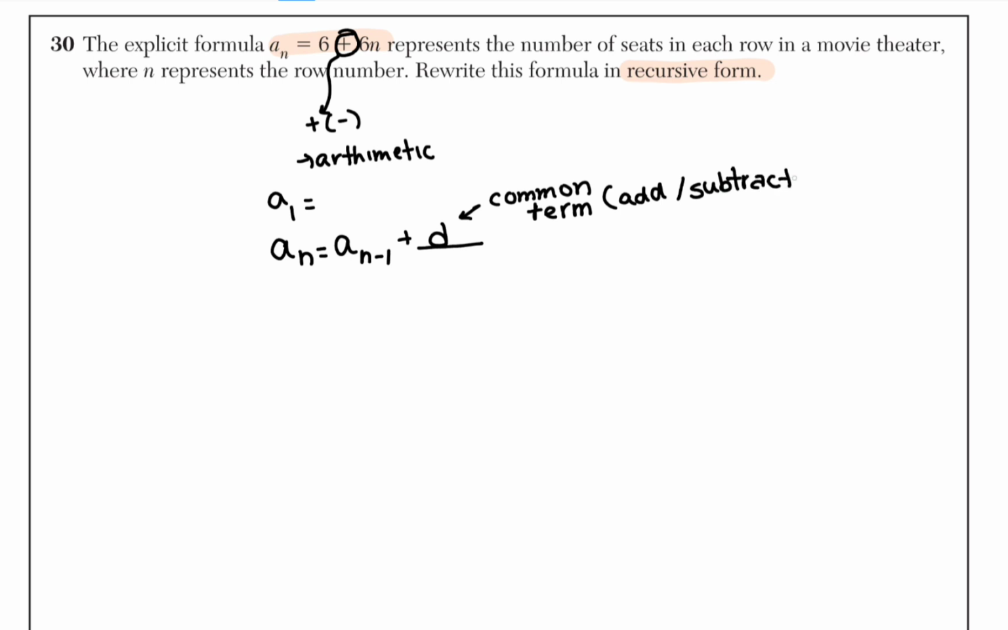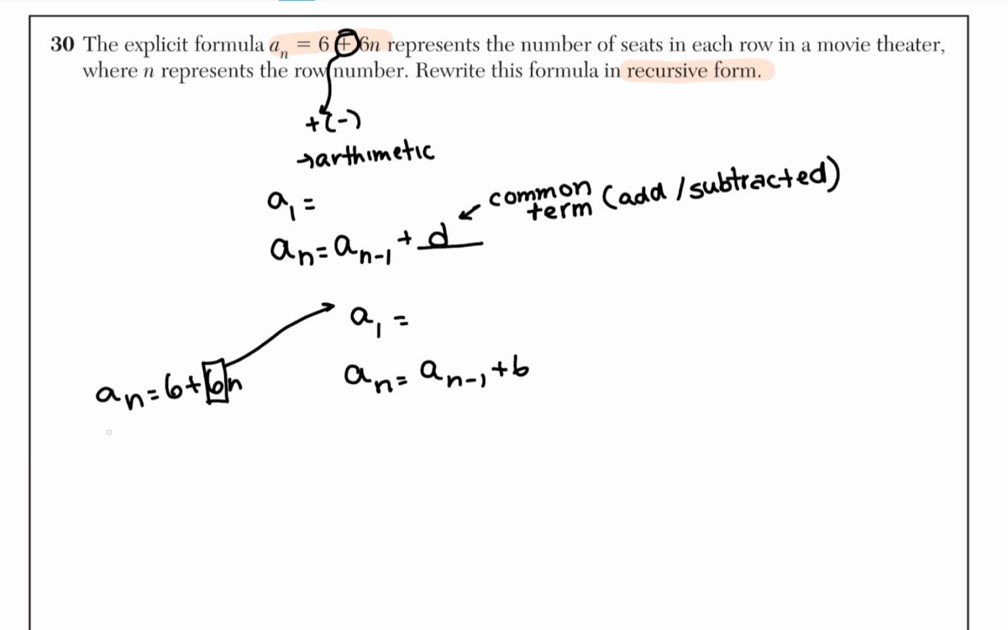And so, as we said, if we look in our formula, an equals 6 plus 6n, we know that 6 is going to be our common difference. And so we're still missing this part, but we have this part: an equals an minus 1 plus 6. So you may be asking, well, how do we find a1? Well, we use the explicit formula.